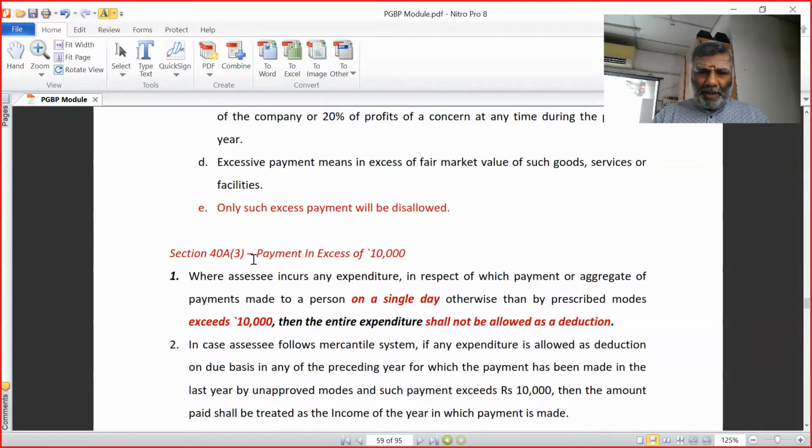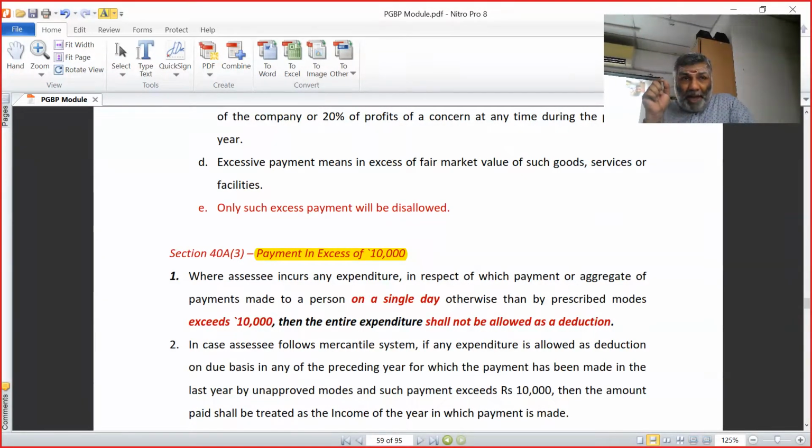Now coming to the next provision. These are very often questioned. Almost every question will have either one of the adjustments or both. Payment in excess of rupees 10,000 on a single day to a particular person. If we are paying more than 10,000, pay it through approved modes, for goods and services or any expenditure.